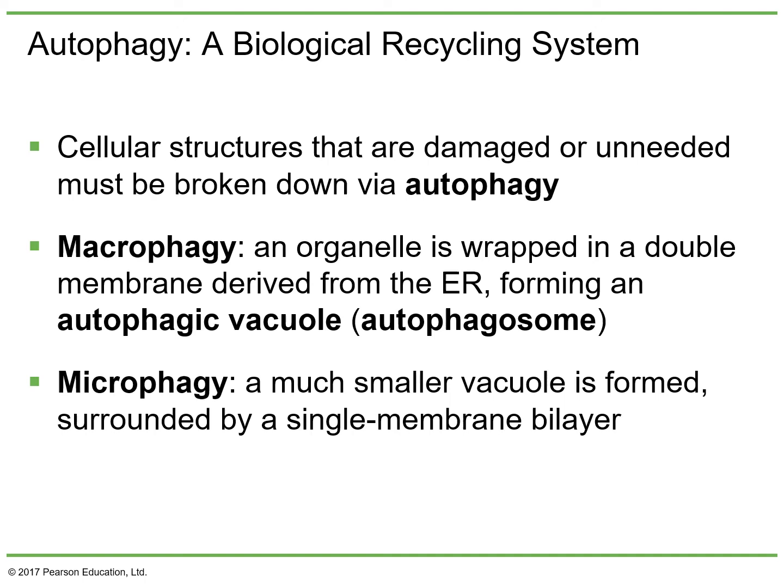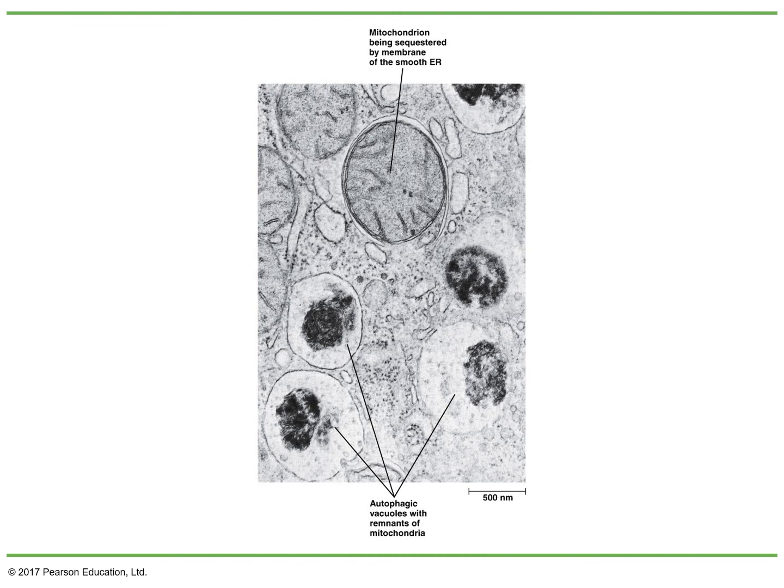There are two types of autophagy. One would be macrophagy and the other one would be microphagy. This figure shows early and late stages of autophagic digestion in a rat liver cell. At the top, an autophagic vacuole is formed as a mitochondrion is sequestered by a membrane derived from the ER. At the bottom are several autophagic vacuoles containing remnants of the mitochondria. This is taken from a transmission electron microscope. Take note that most old organelles are eliminated through autophagic digestion.